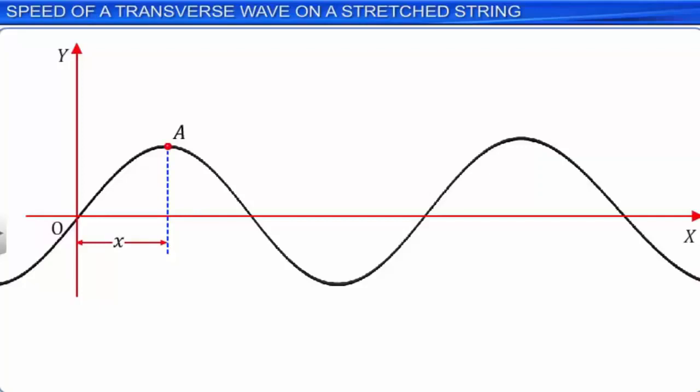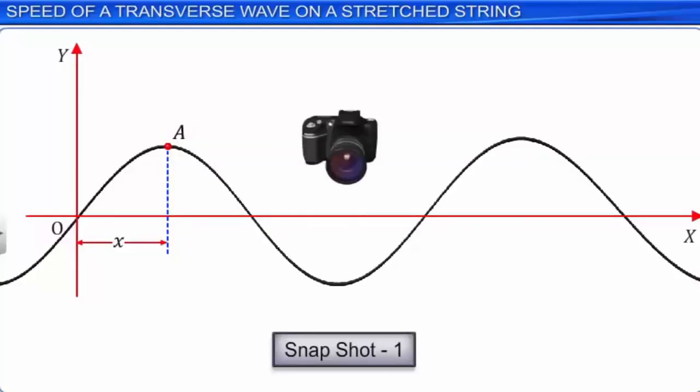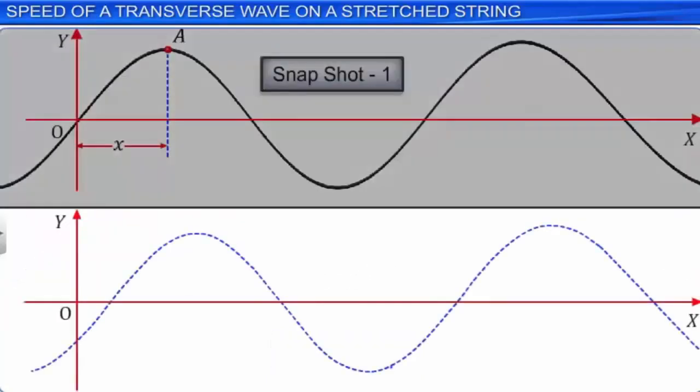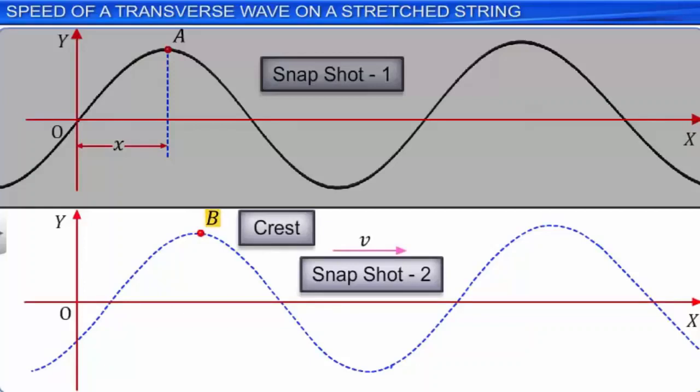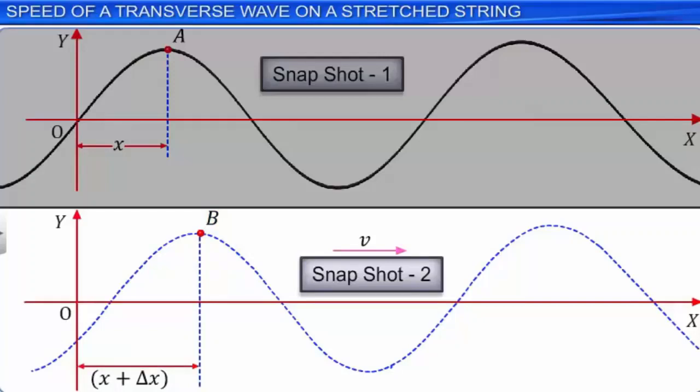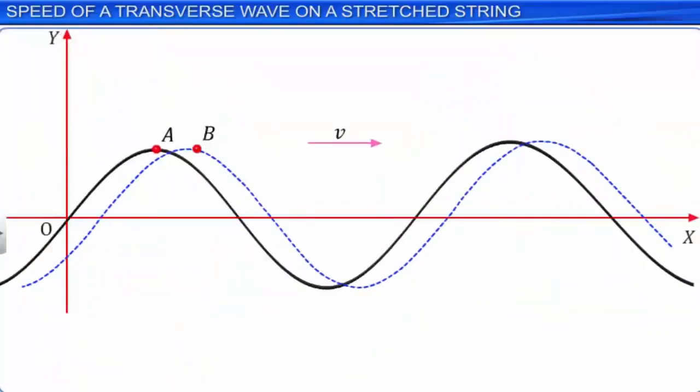We take a snapshot 1 with a high-speed camera showing the waveform. After an additional time Δt, we take another snapshot 2 and mark point B on the crest of the progressive wave. The crest, which was at particle A, has now moved to particle B. Particle B is situated at x + Δx from the origin O. Now, let's superimpose the two snapshots. During the time interval Δt, the waveform has moved through a distance Δx. Therefore, the speed of the wave is denoted by Δx/Δt.